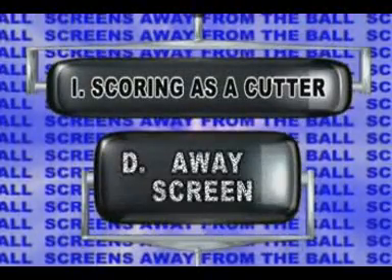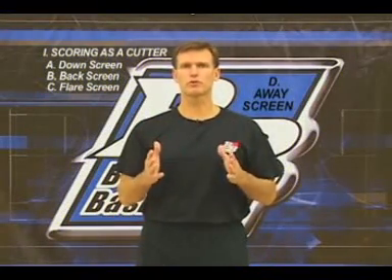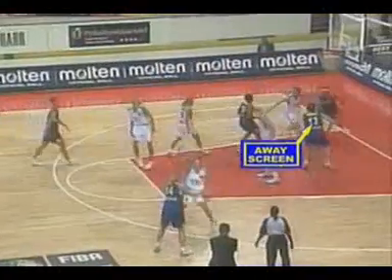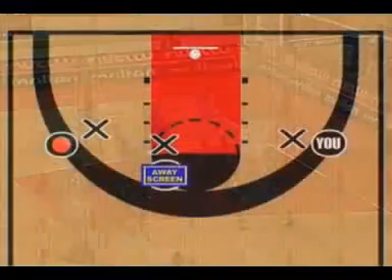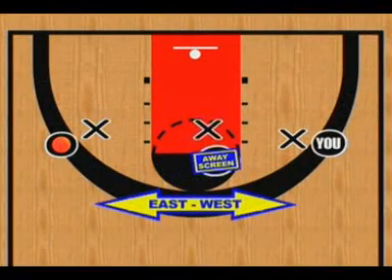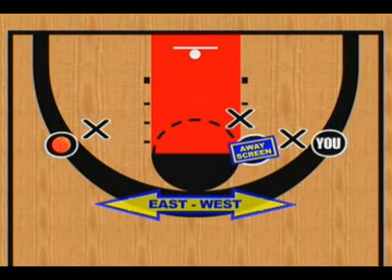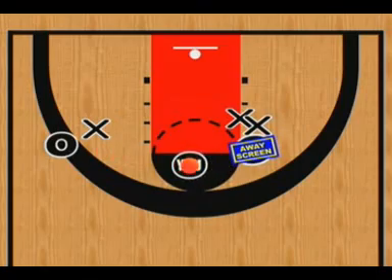Scoring as a cutter, the away screen. The away screen in this section is shown as a perimeter-to-perimeter screen, but the action could be in the post area as well. The ball is on the other side of the floor from you, and the screen is coming to you in an east-west direction. Your primary scoring spot is here, again where the back of the screener is facing.